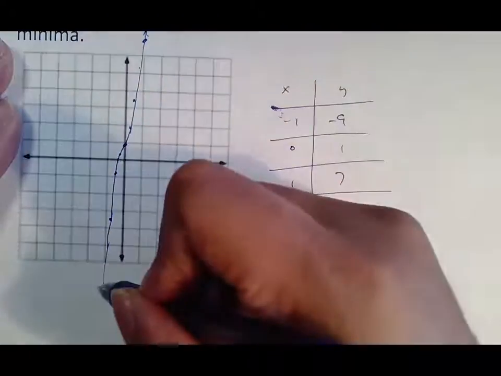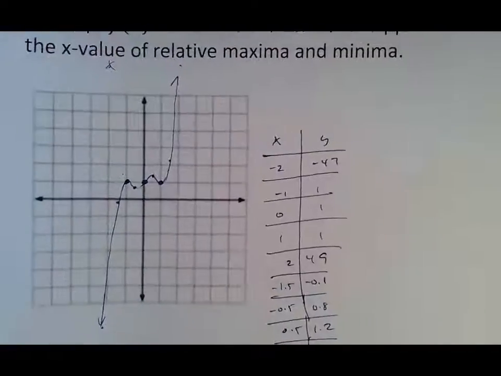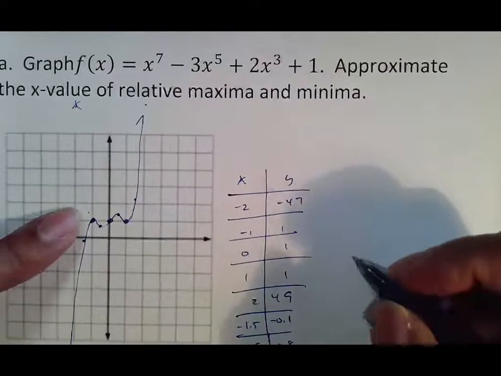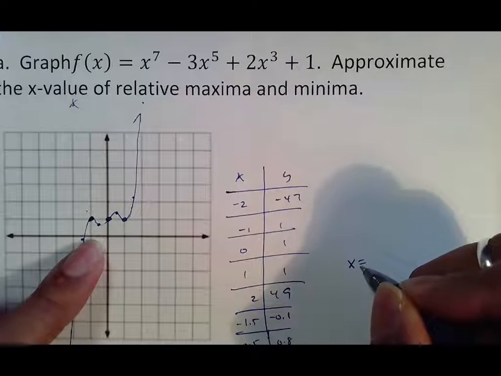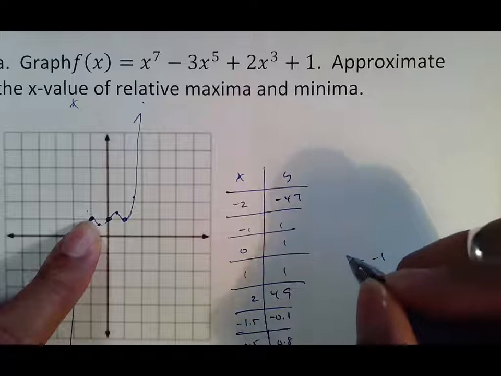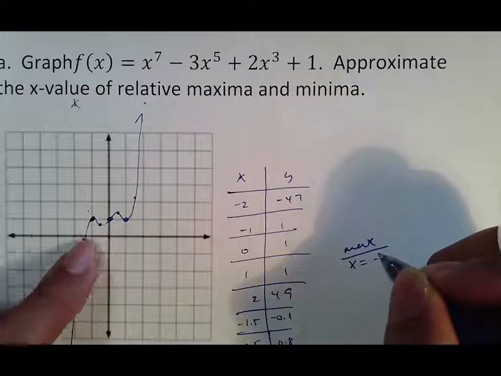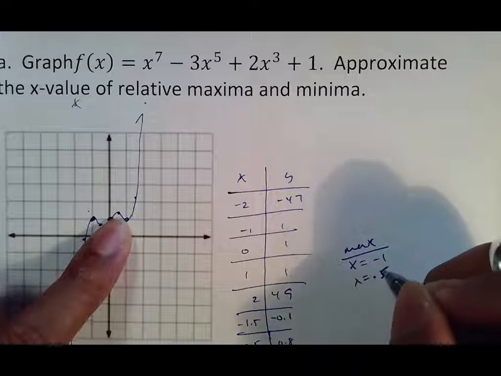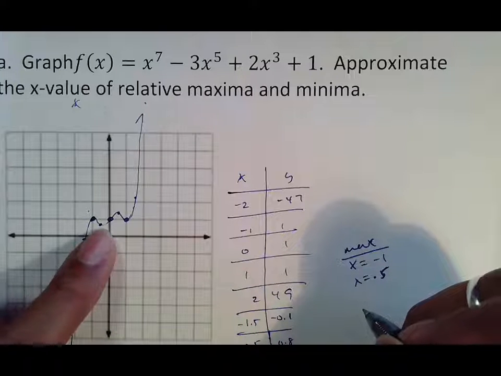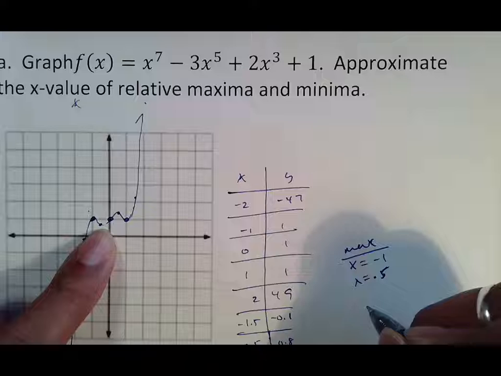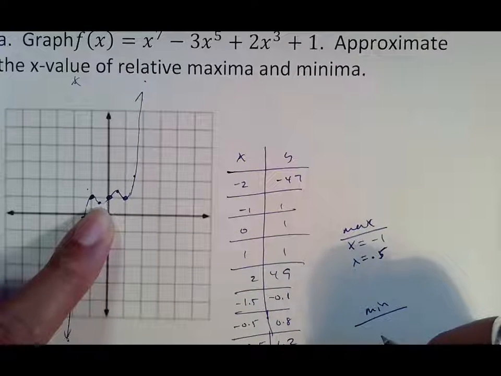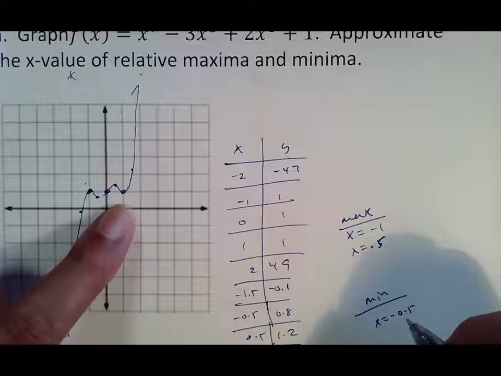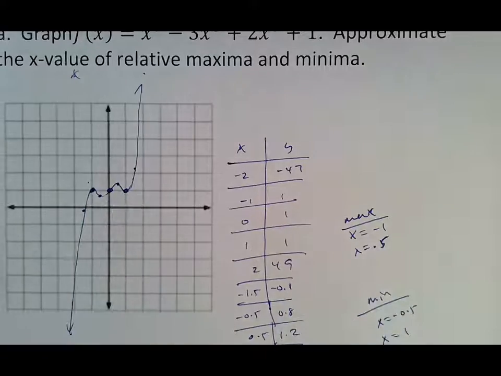Now I did kind of forget something here on this other one. And what it said is approximate the x value of relative maxima and minima. So based off of this graph, we can approximate the x value at negative 1, because that would be a maxima. Also at 0.5. But of course, we're going to do better now that we have our quarters. Our relative minima would be somewhere around x equals negative 0.5 and x equals 1. So that would be our picture based off of that.